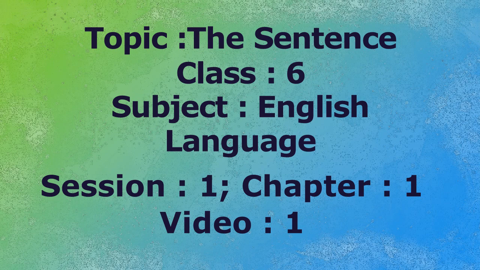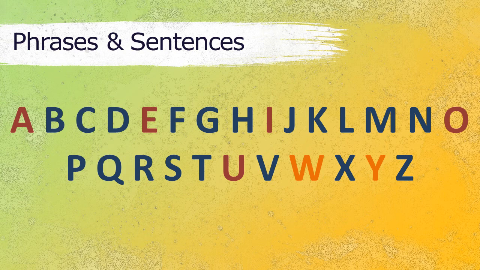Chapter 1: Phrases and Sentences. Here we are studying in detail about phrases and different types of sentences. Now, it is very interesting to know why these letters are there. How many letters are in the English language? There are 26 letters. What are they?